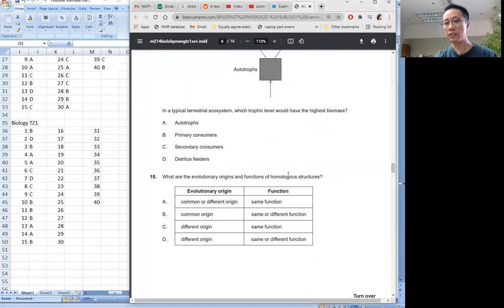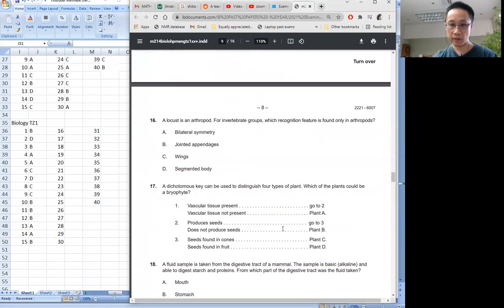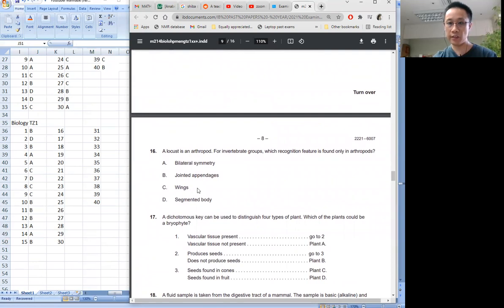The opposite of homologous structure will be analogous structure, so different origin but same function. Okay, 16, the locust is an arthropod for invertebrate groups. What recognition feature is found only in arthropods?